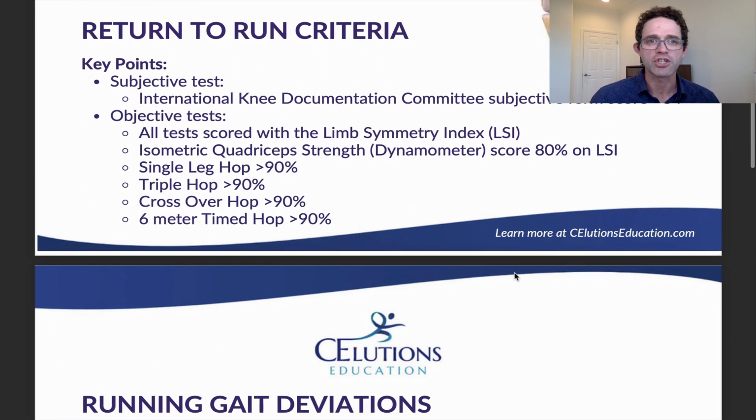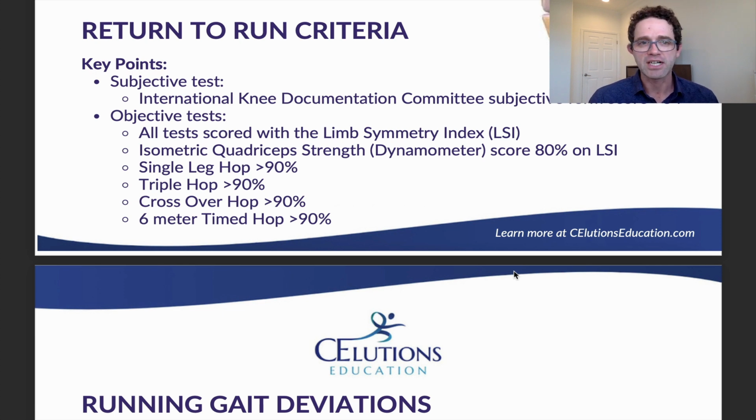So let's talk about the return to run criteria. This is one of the really important things we need to be mindful of: what is the return to run criteria and how are we evaluating these patients to get back to running. Now there's subjective tests and objective tests, and the subjective test they find is most helpful is the International Knee Documentation Committee subjective form. And on that form, we want to see a score of over 64.